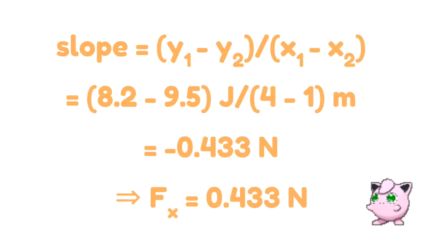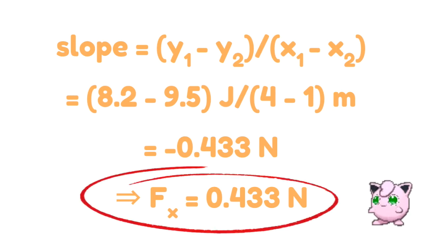We take 8.2 minus 9.5, which equals negative 1.3, over 4 minus 1, which equals 3 meters, to yield negative 0.433 newtons. Taking the negative of this, we get positive 0.433 newtons, which is the force our particle experiences at x equals 4.